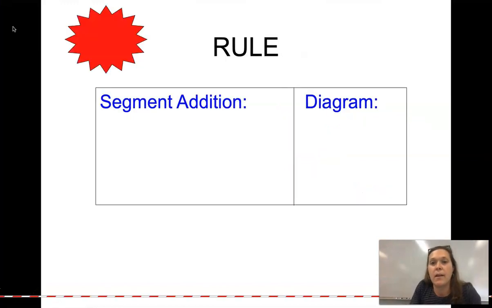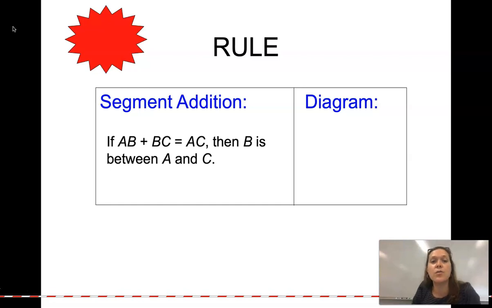All right, so here's our segment addition rule. Our segment addition rule tells us the following. If AB, the length from A to B, plus the length from B to C is equal to the length of A to C, then B must be between A and C. So again, pause as necessary.